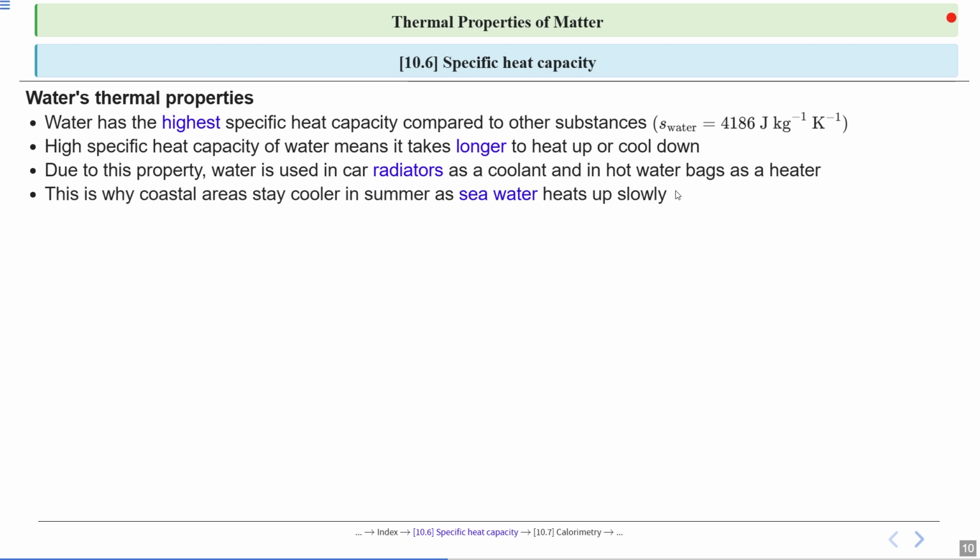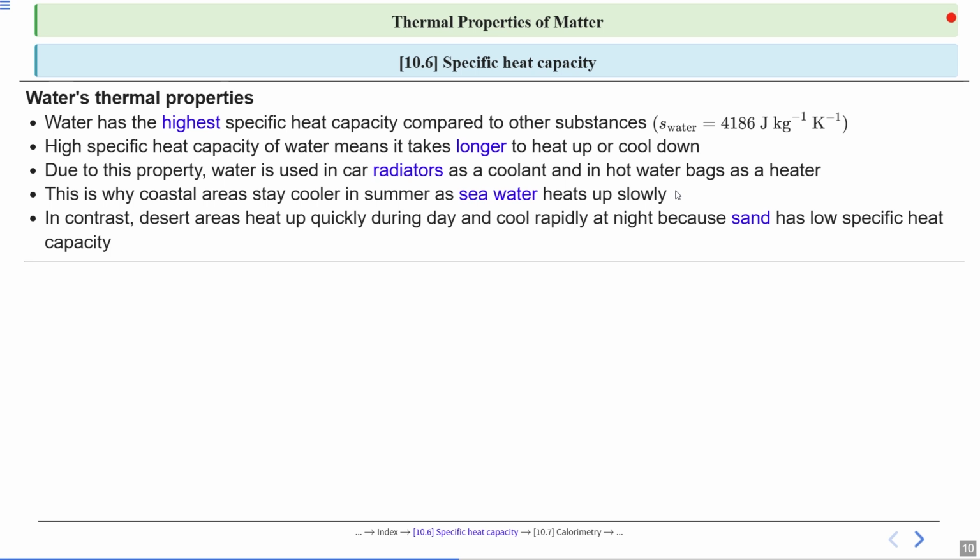This is why coastal areas stay cooler in summer, as seawater heats up slowly. In contrast, desert areas heat up quickly during the day and cool rapidly at night because sand has low specific heat capacity. All right.